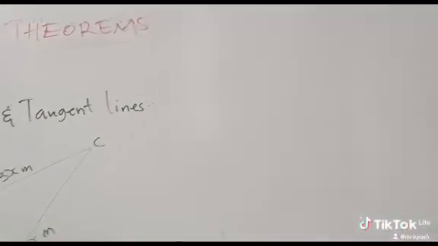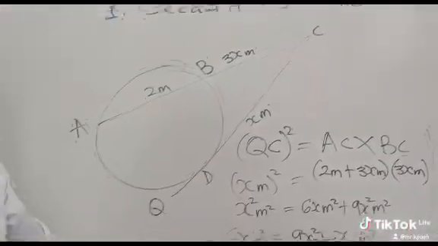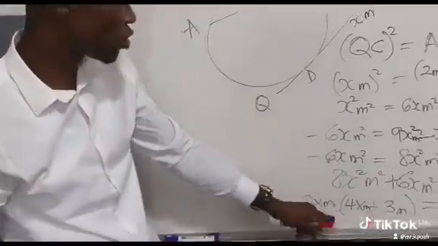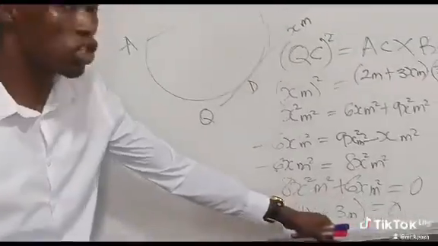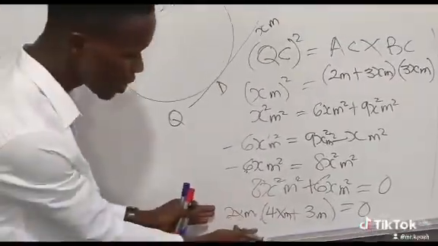So when I do this here, you see, there are 4 ways you can solve a quadratic equation: factorization, by completing the square, by using the formula, and also by the graphical method. So this is the factorization.